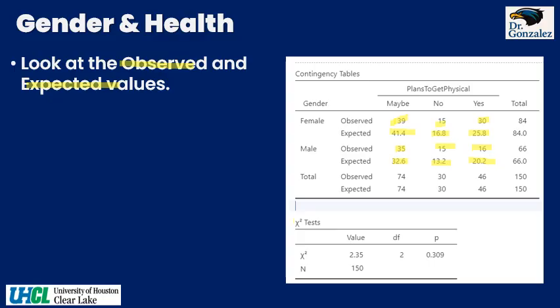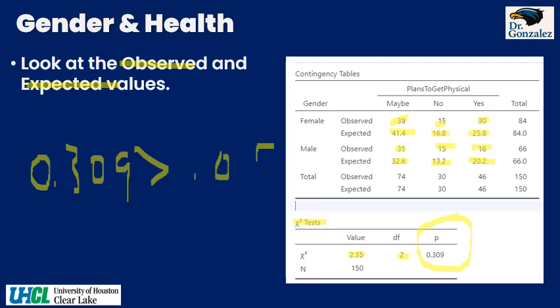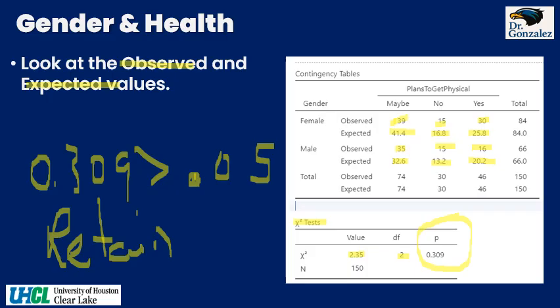If I let Jamovi run the chi-square, the value of chi-square is 2.35 with 2 degrees of freedom, and it's marking a p-value of 0.309. So 0.309 is greater than 0.05. Since it's greater than, I am going to retain the null. There is no difference between these groups in this particular association with these two variables.